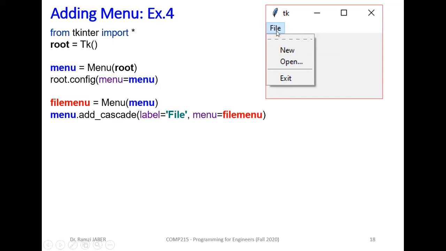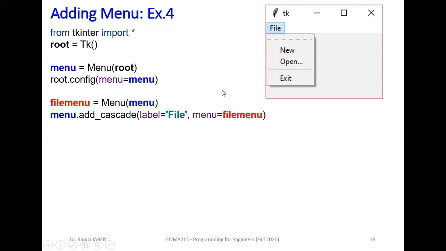It's not a button, it's a menu. So this File menu will be created in four lines. First, menu equal Menu(root). We put it in the root, call it menu, type Menu, and root.configure menu equal menu. Then we create another file menu inside it, to add to the file menu later. So we create file menu equal Menu(menu). Inside this menu, we put this list like a submenu of this file menu.